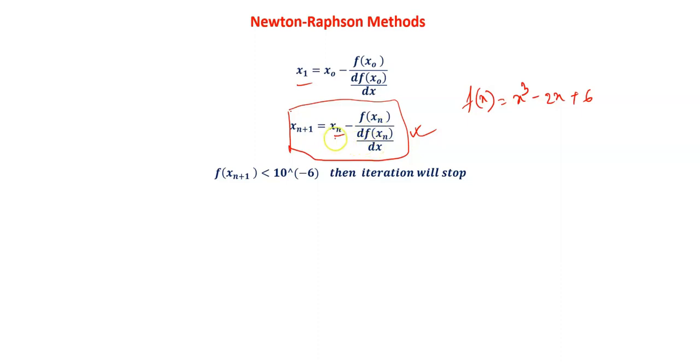Now here we have to do the iteration, right? So when will the iteration stop? Now we know that when f(x(n+1)) tends to 0, we can stop the iteration. Or maybe if it is a very small value like 10 to the power minus 6, then we can stop the iteration. So this is the basic of the Newton-Raphson method.